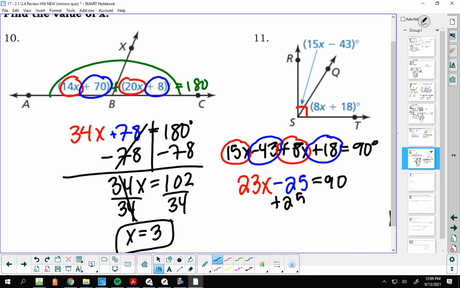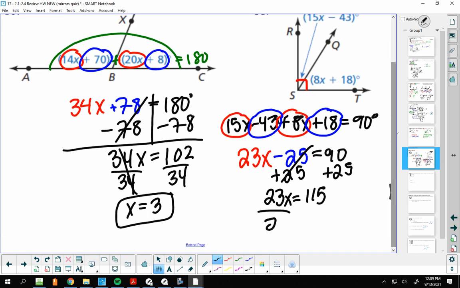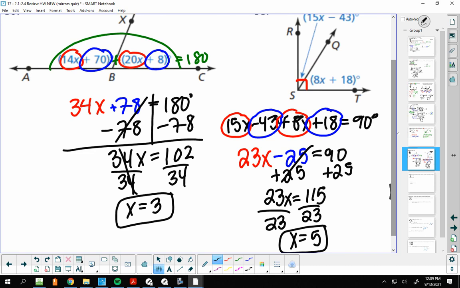Solve your equation now. Add 25 to both sides, and we get 23x equals 115. Divide both sides by 23, and then x equals 5. And we're done. Okay, so again, really make sure you read your directions, know your definitions.